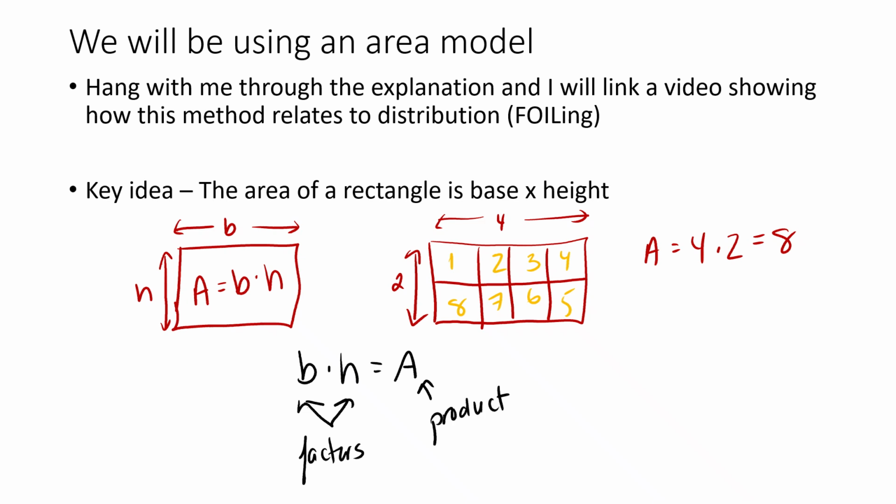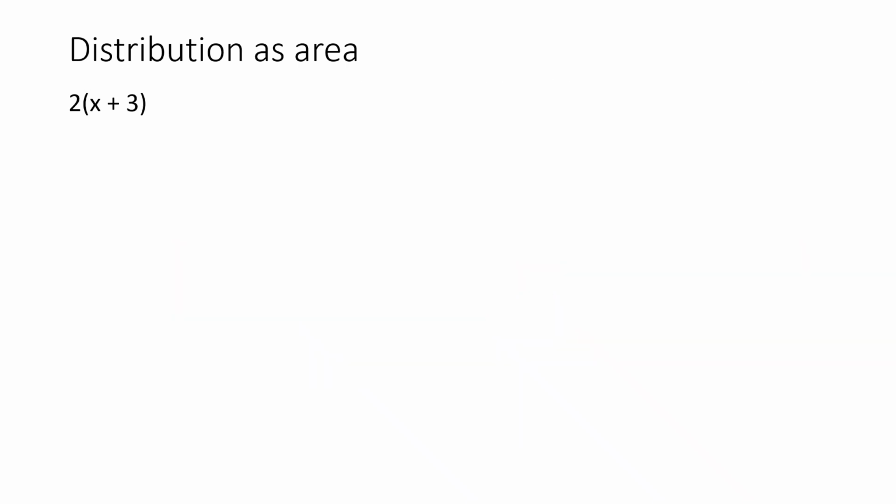So when we're using the area model, we're going to take the things that we're multiplying, in this case polynomials, and the polynomials are going to become the factors. What we're looking for is the area, and we're just going to model that in the shape of a rectangle with the base times the height. That's the key idea there that should relate this into geometry. It can also really make it concrete.